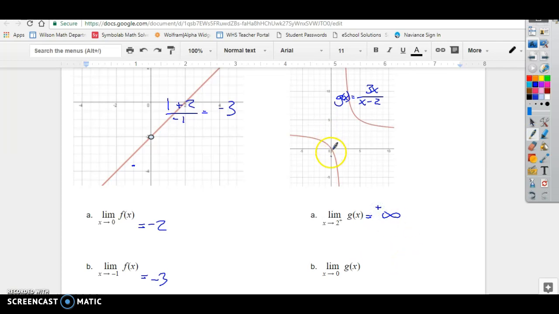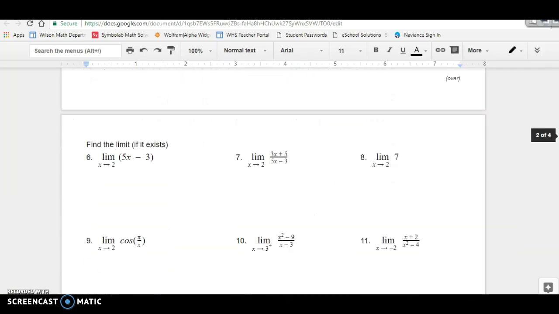As g of x approaches 0, we're right here at 0. So let's plug 0 in. 3 times 0, 0 minus 2. This is 0 over -2, which is 0. So this is good. Okay, so let's flip over to the back where we have a plethora of limit problems.